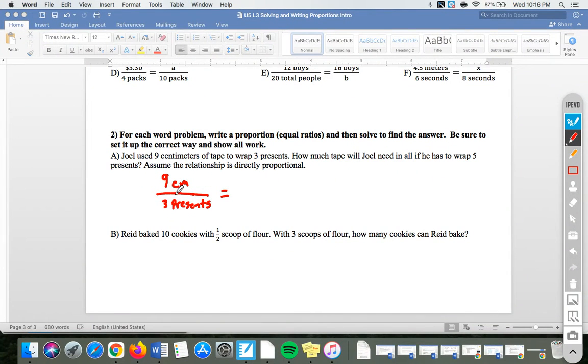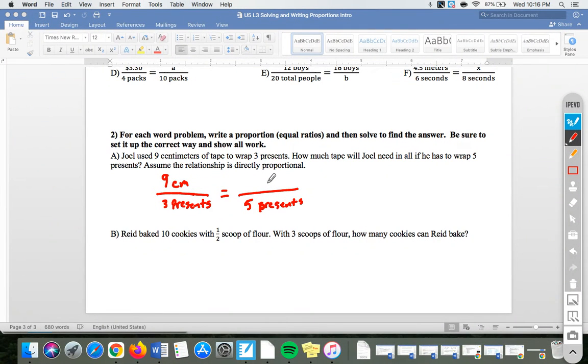So I have 9 centimeters per every 3 presents. Then the additional information that I'm given is that he has to wrap 5 presents. I said earlier that you have to make sure you know where to put this additional information. It's important to label here because it's easy to determine that I have presents on the bottom and centimeters on top. The presents will go with presents. So I'm going to put 5 presents on the bottom. Then what I don't know, which was step C, is my variable.